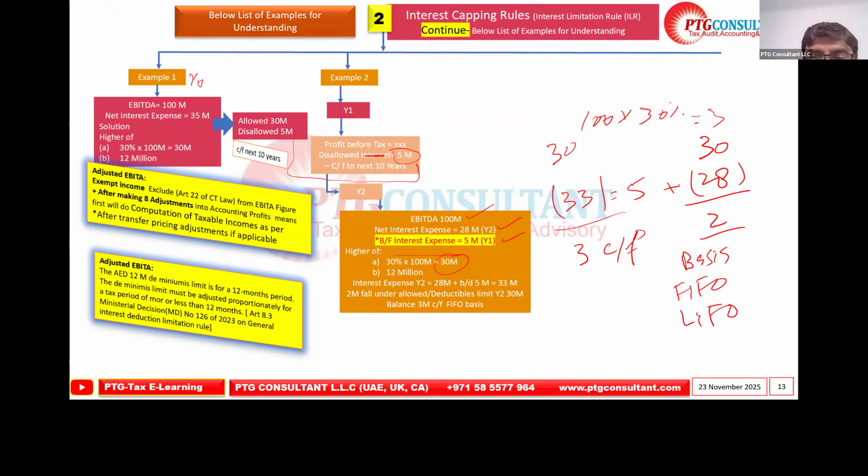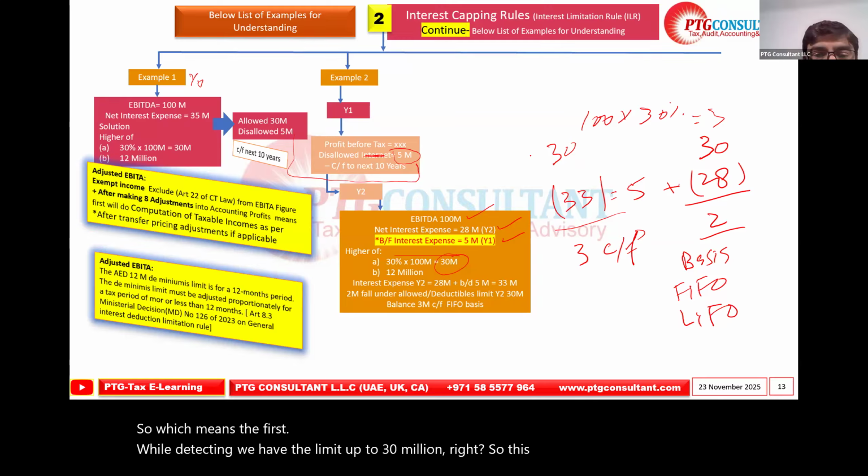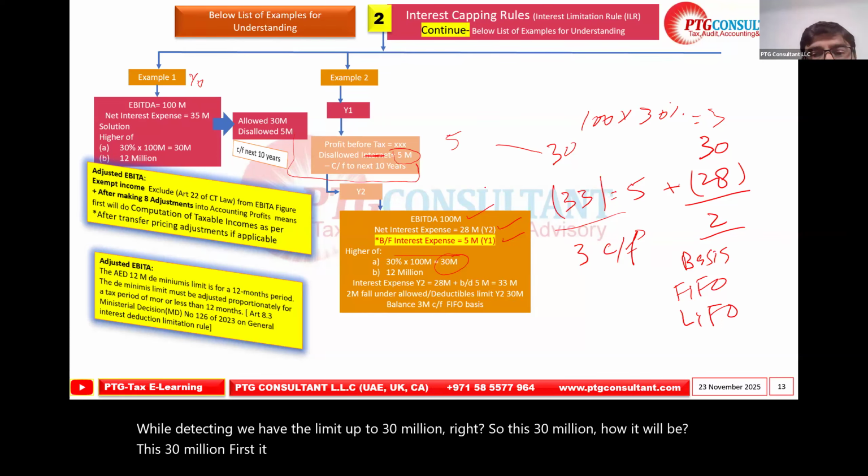So while deducting, we have the limit up to 30 million, right? So this 30 million, how will it be? First the 5 million will come. Which 5 million? This 5 million. And the balance 25 will come from here.